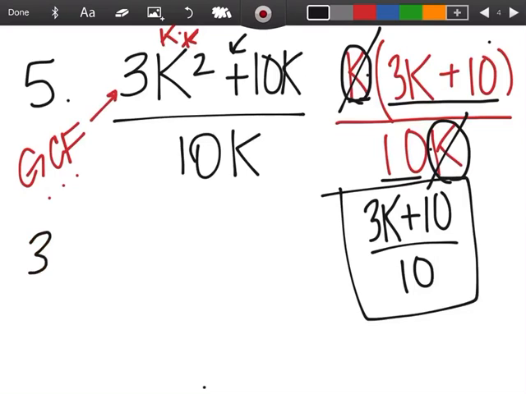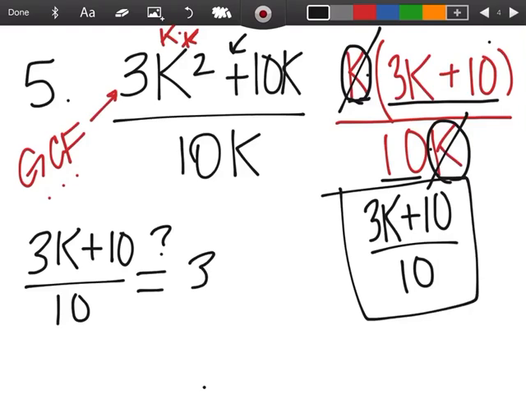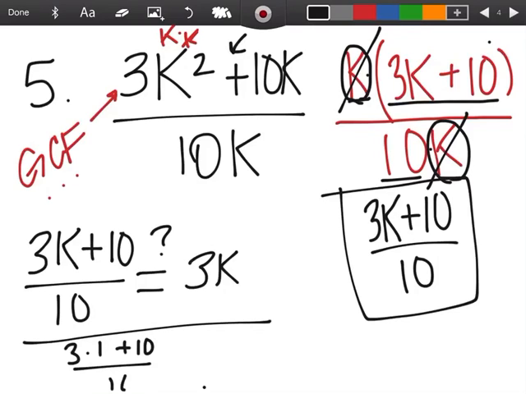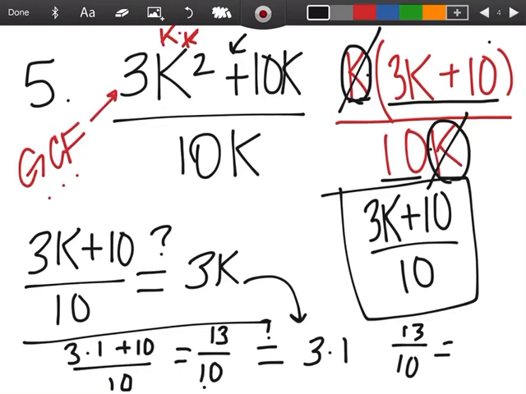Plug in a number for k and see that it's true. If you're trying to say that this is equal to 3k, plug in a number for k to see that you're wrong. I'll pick a number that's easy. I'll pick 1. When I plug in 1, 3 times 1 plus 10 divided by 10. Well, 3 times 1 is 3, plus 10 is 13, divided by 10. So if you're saying those 10s cancel out, then you're saying that this is equal to 3 times 1. So is 13 tenths equal to 3? No, of course not. So those 10s don't cancel.